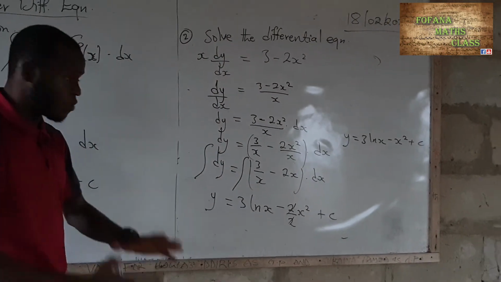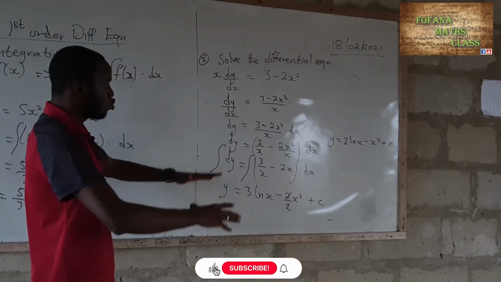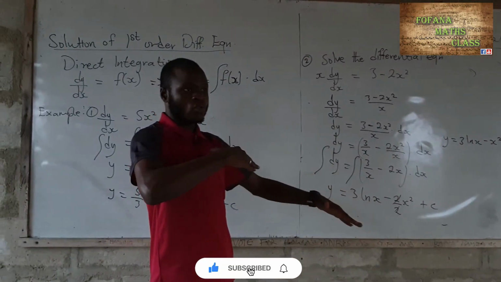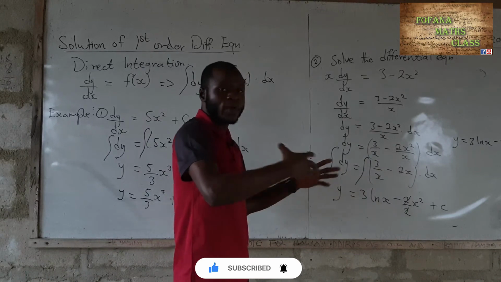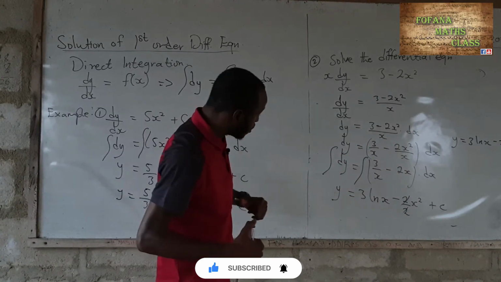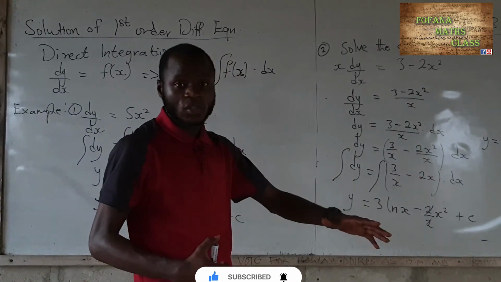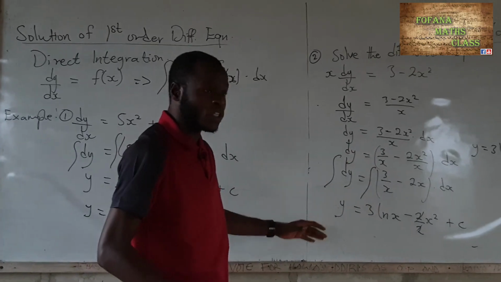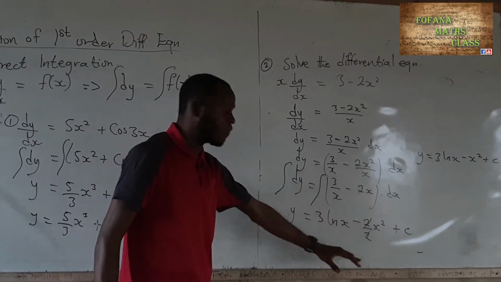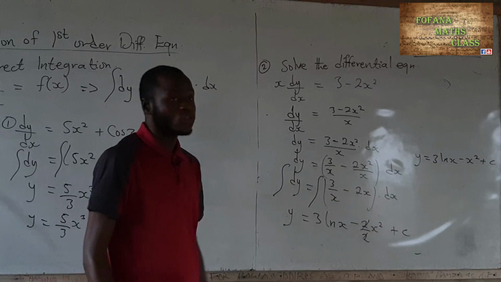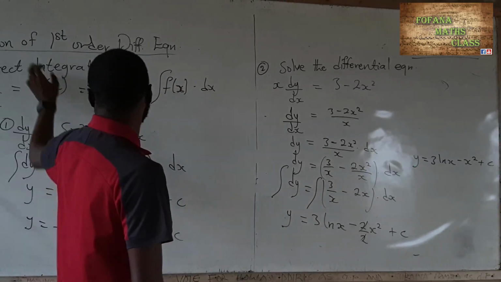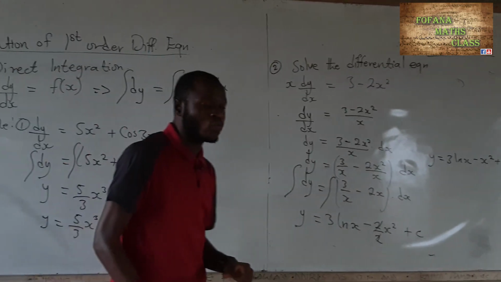So it's very simple. Just try to group the variables, the dependent one on one side of the equation, the independent one on the other side. Then you do direct integration, you integrate both sides of the equation, and after that you'll have your solution. This will bring us to the end of today's section, which is the solution to first order differential equations.